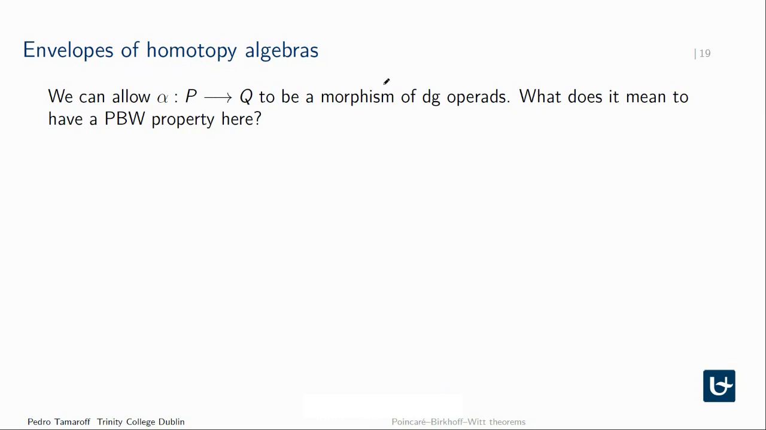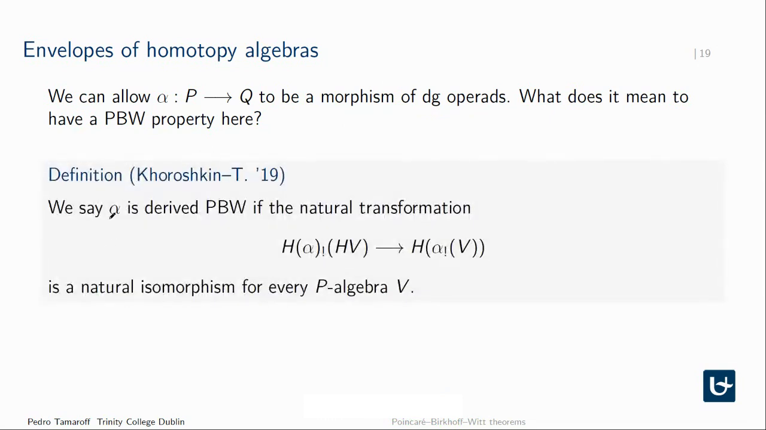So let us allow for this morphism to be a morphism of DG operads. Then what does it mean to have a PBW property here? Because it's kind of naive to try to imitate the definition that I had before, since now we don't identify elements up to equality, but up to quasi-isomorphism. So how do we introduce the quasi-isomorphism picture into here? And the correct definition is the following.